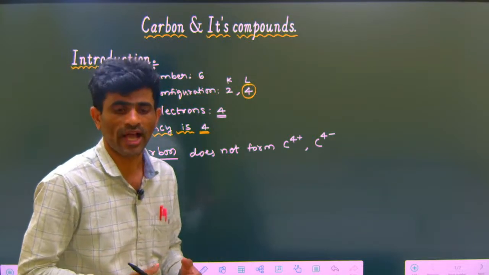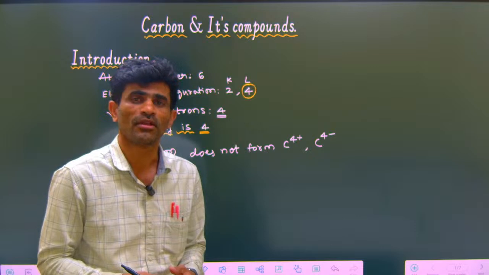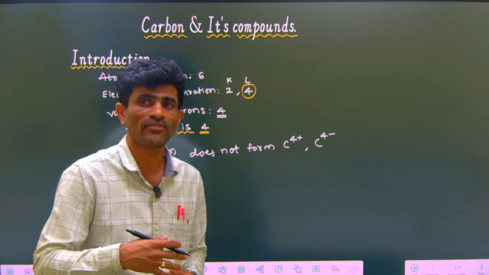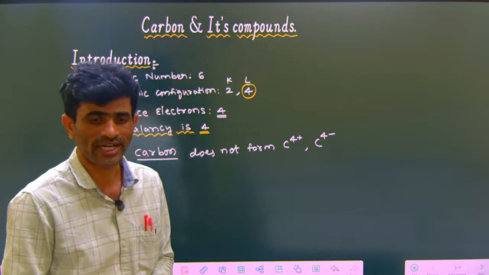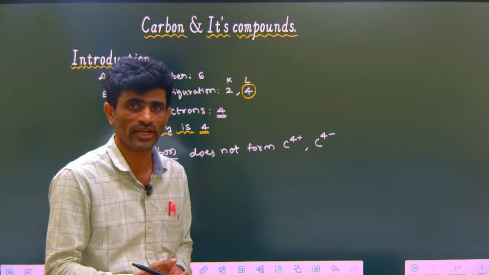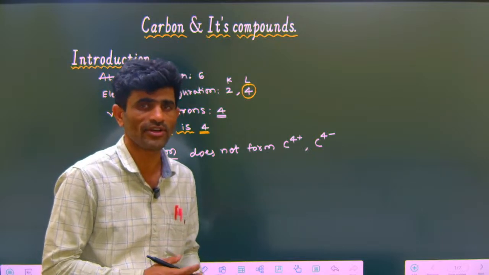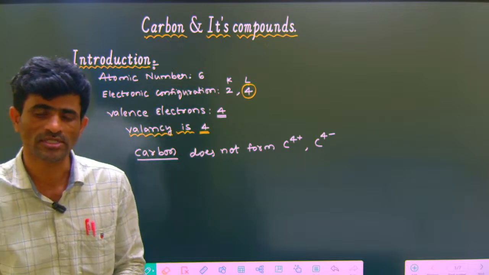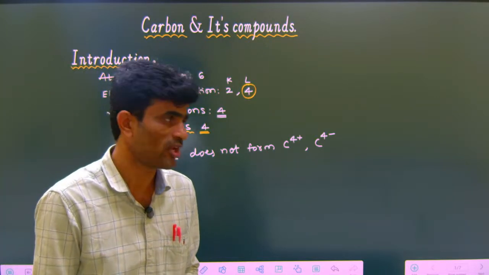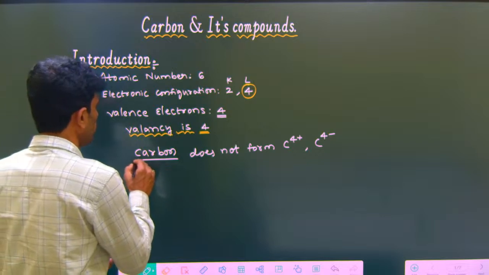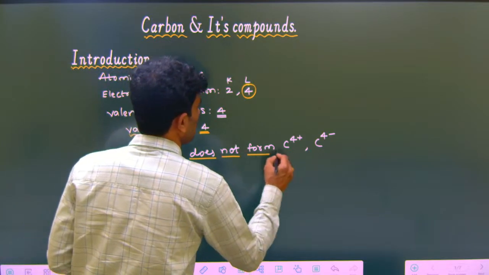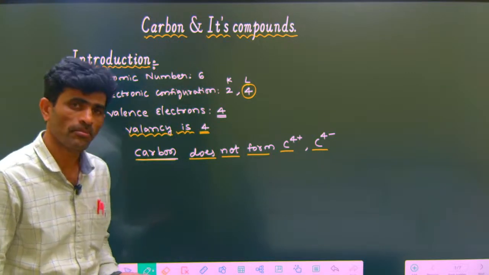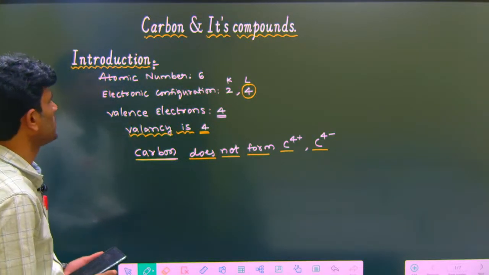So how does carbon get octet configuration, 8 electrons in its outermost shell? Carbon will follow another method to get octet configuration, that is by sharing of electrons. It will not lose electrons or gain electrons, but carbon shares electrons. By sharing electrons, carbon gets octet configuration. Hope you understood. This is one very important point. Hope up to here it is clear.